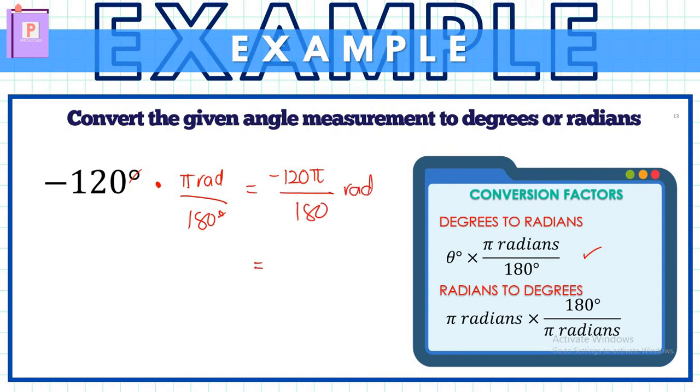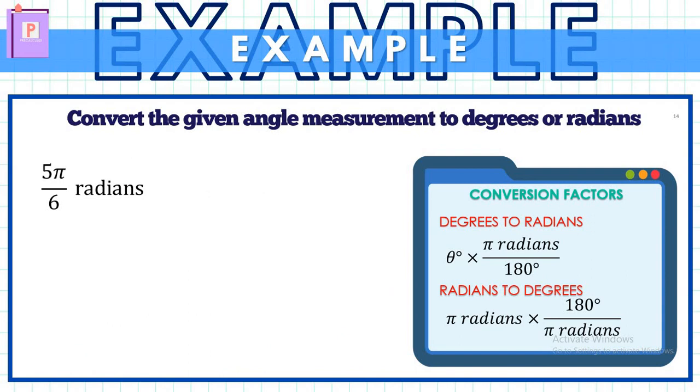Then you simply need to input it again in your calculators. So that is negative 120 pi all over 180. The result will be negative 2 over 3 pi radians, or you can also write it as negative 2 pi over 3 radians. Therefore, we can again establish a relationship that negative 120 degrees is equal to negative 2 pi over 3 radians. Let's now try the other way around.